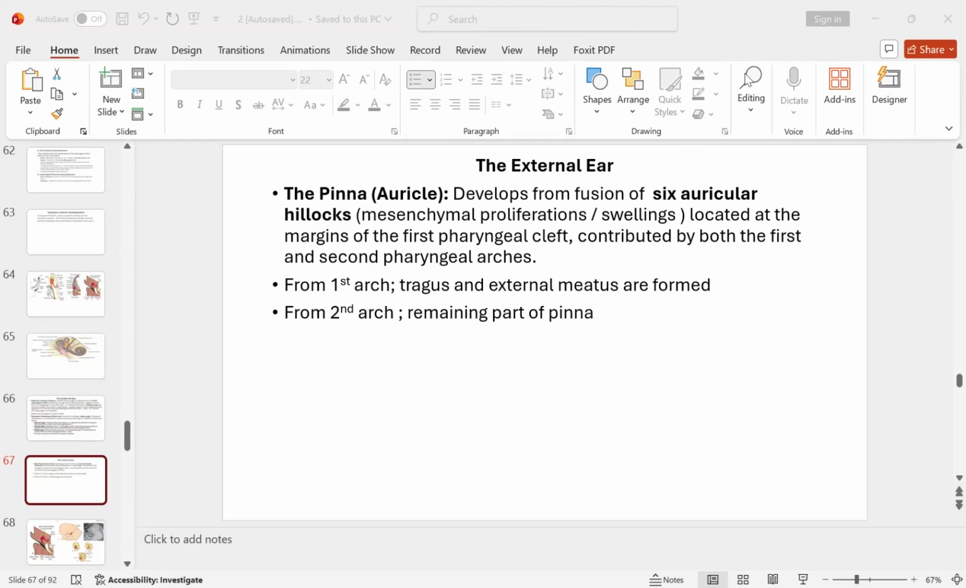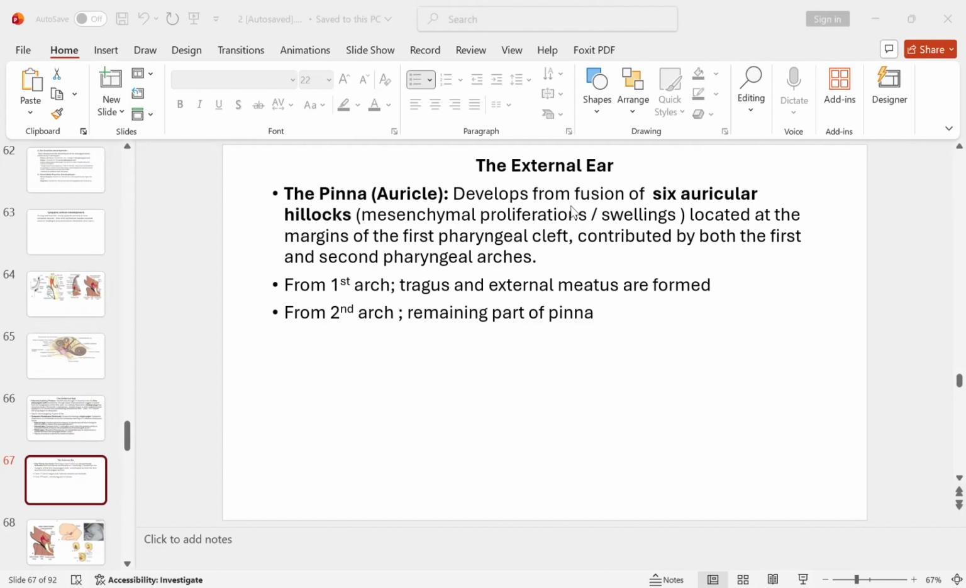In the last lecture, we studied the sources we need to develop ear, and in today's lecture, we are starting the development of external ear. As I mentioned in the first lecture, the external ear is made up of three components. Number one, the pinna. Number two, external auditory meatus, and number three, tympanic membrane. So let's start with the development of the pinna, which is also known as auricle.